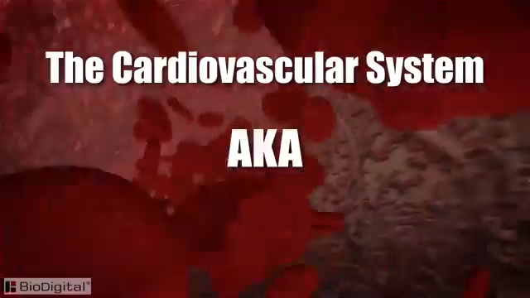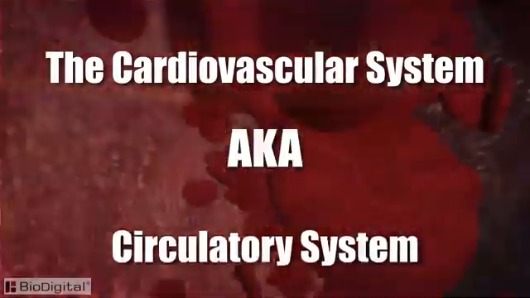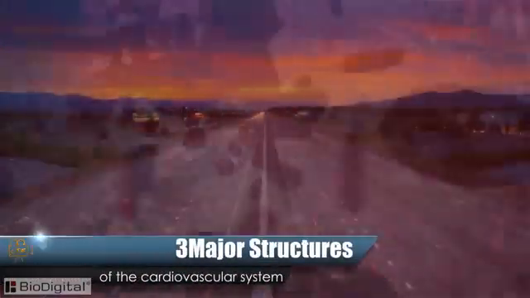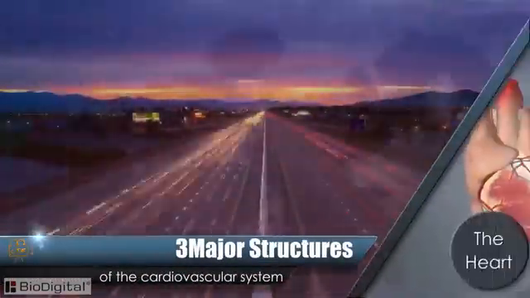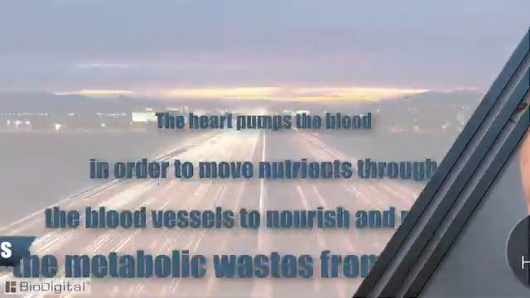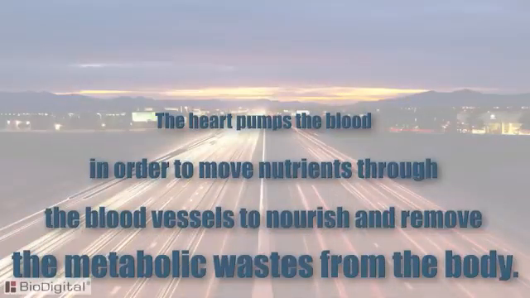The cardiovascular system, also called the circulatory system, is the transportation system of the body. The major structures that make this possible are the heart, blood vessels, and blood. Simply put, the heart pumps the blood in order to move nutrients through the blood vessels to nourish and remove the metabolic waste from the body.